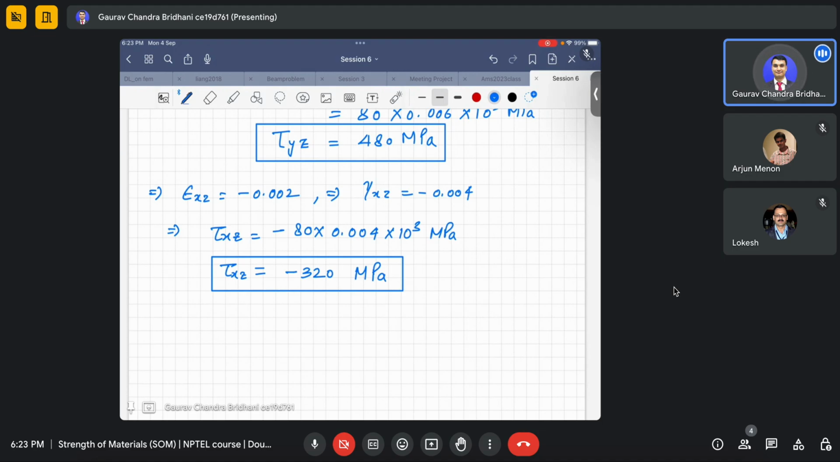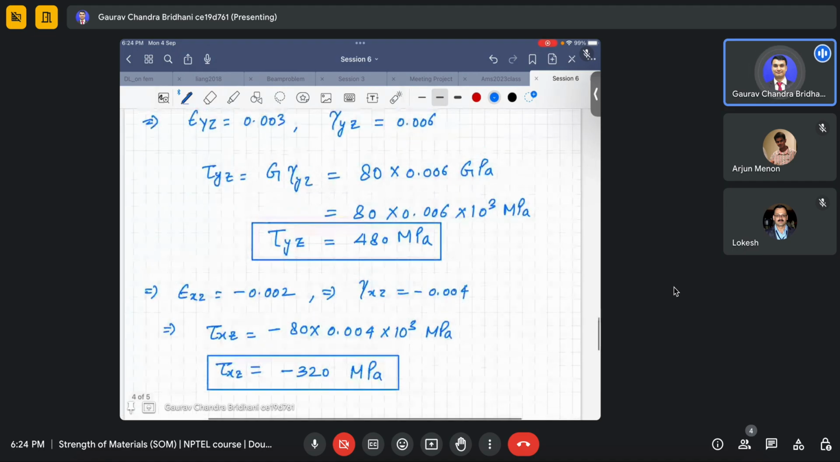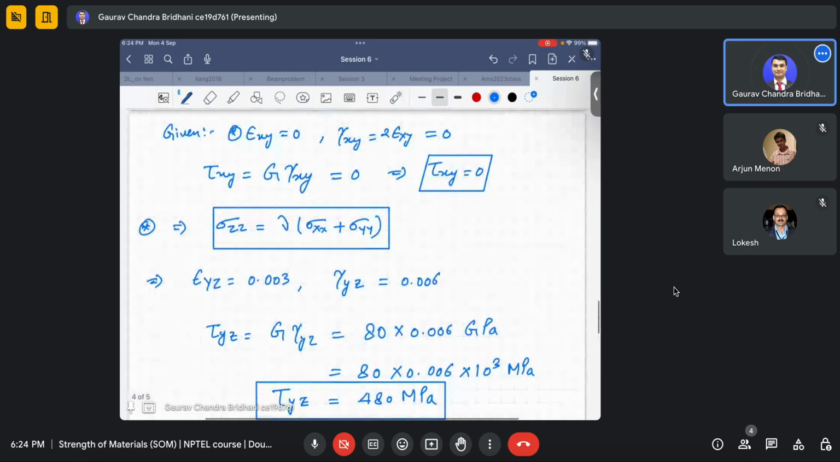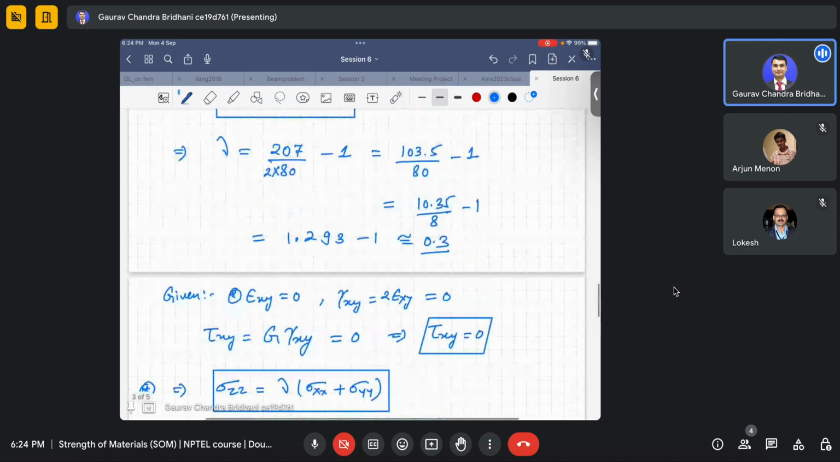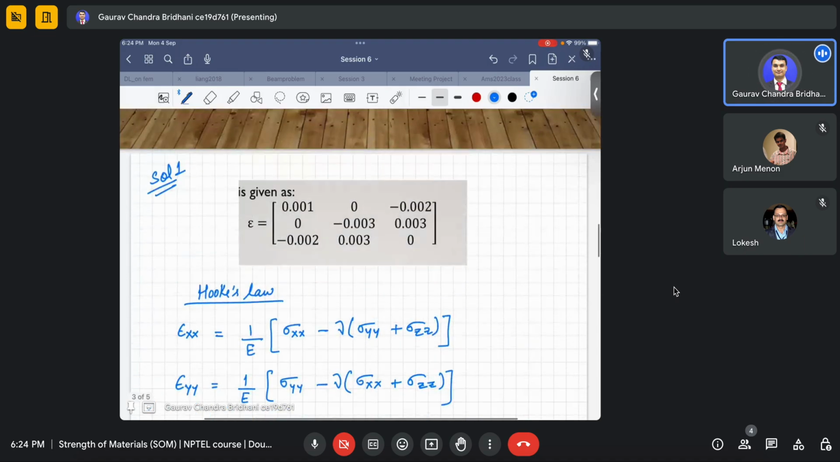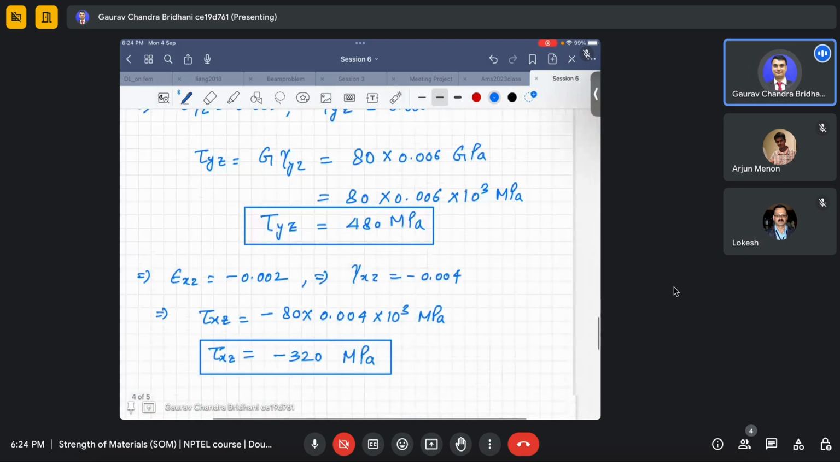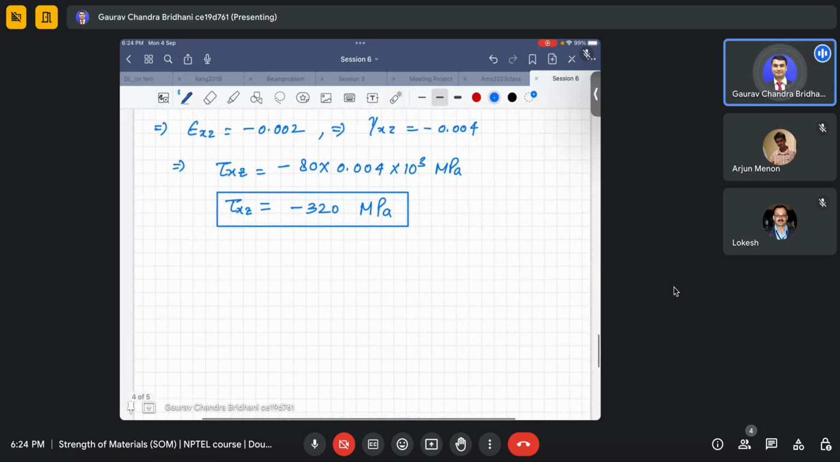So we got gamma xz, tau xz, tau yz, and tau xy is 0. So we got all the shear components. Now the only thing remaining is the normal components of the stress, that is sigma xx, sigma yy, and sigma zz. For that we have the other three equations. So first we will put epsilon xx. It is 0.001. Epsilon xx is 0.001, so we'll use that fact.